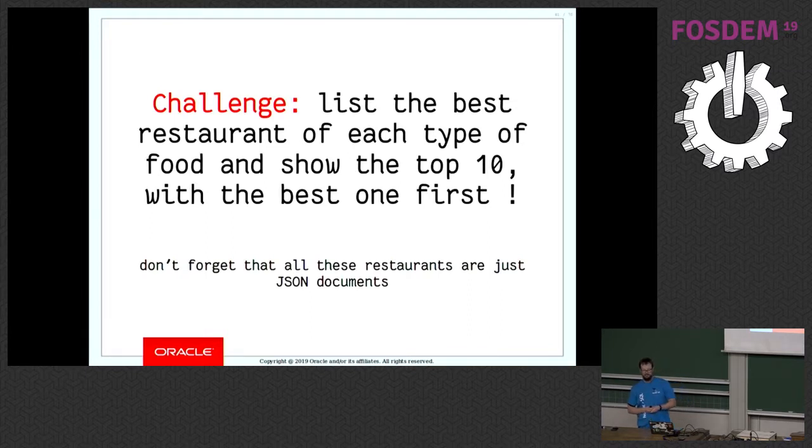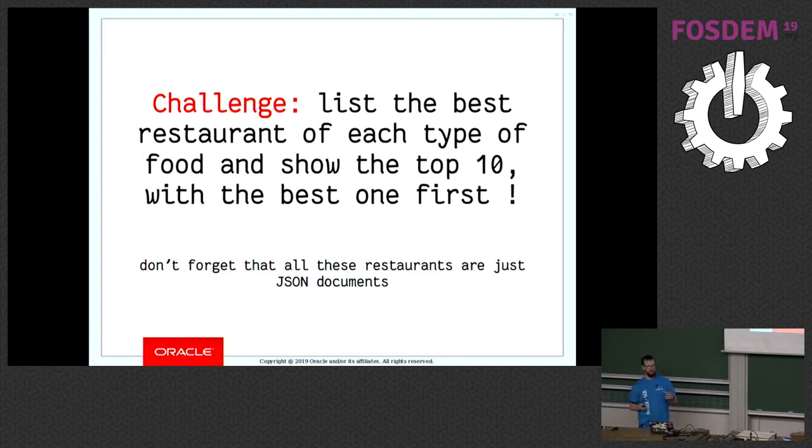A challenge. I like challenges, right? So, you know, some of you already know the collection of the restaurants. If I want to ask you, okay, now, some of you are developers, I want to have the list of the best restaurants of each type of cuisine we have, and show me, so for each type of cuisine, I want the best restaurant, and then I want, of course, that the best of all of them is the one on top, right?